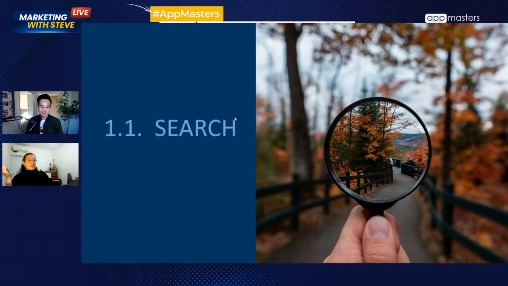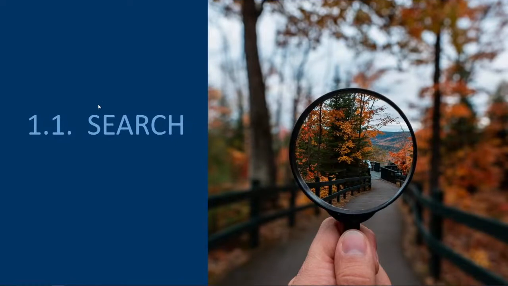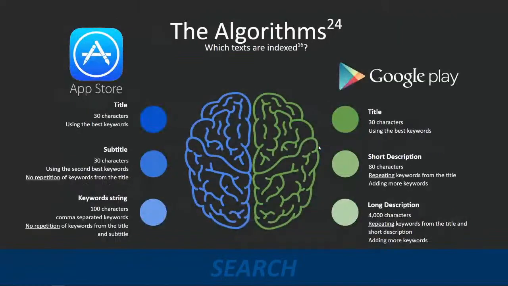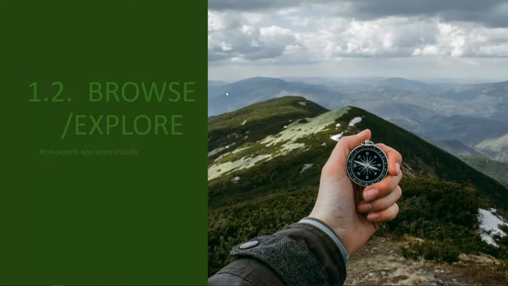Starting with search, I will not say too much about it because I think this is the one that everyone is talking about way too much. The way to improve it when it comes to ASO is keyword research, initial recommendations, performance tracking, monthly keyword tweaking. I think you can find 1 million people talking about that. I have my own way of doing it, but let's just continue because it's boring. Which texts are indexed? Not so interesting for us right now.